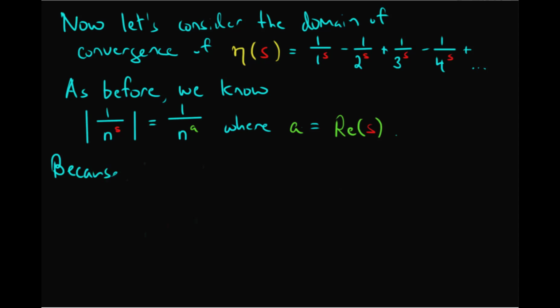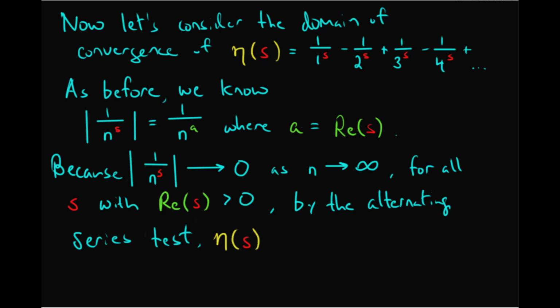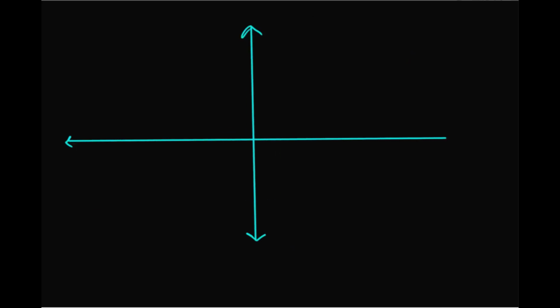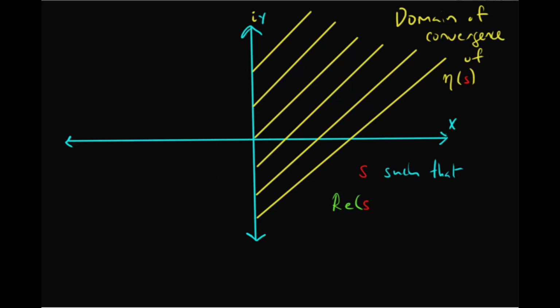But then, because we know that the modulus of 1 over n to the s tends to 0 as n tends to infinity for all s whose real part a is greater than 0, then by the alternating series test, we know that eta of s must converge for all s whose real part is greater than 0. Graphically, that means that the domain of convergence of the eta function is the entire right half plane, the set of all complex numbers whose real part is greater than 0.